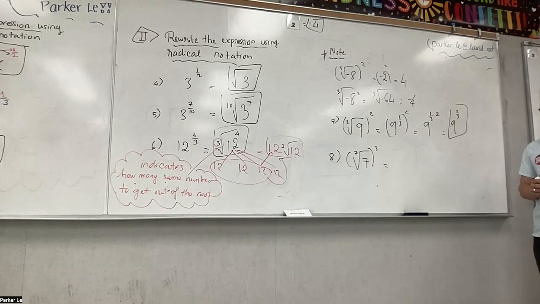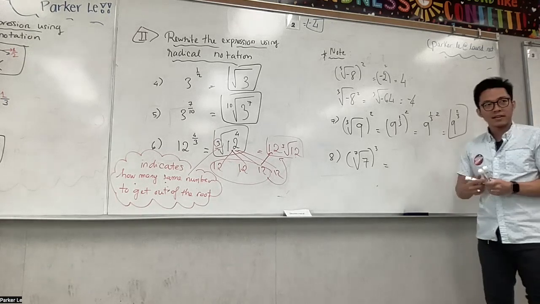It's 7, so the root of 7 is what? 1 over 7? 3 over 7? Oh, we mean the power. Yeah. How did you get that?